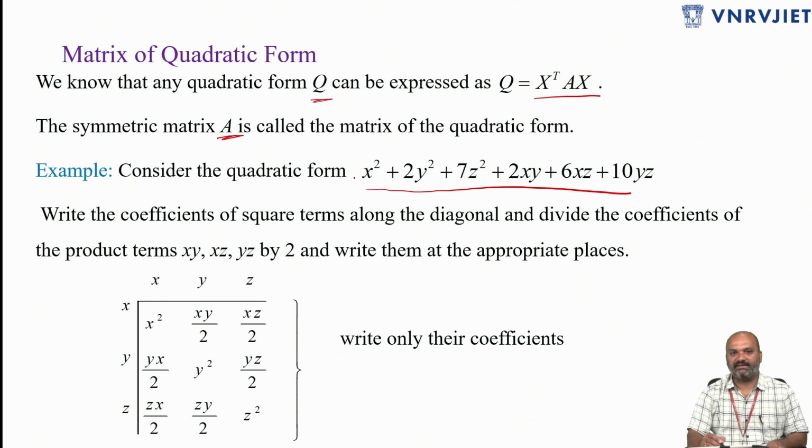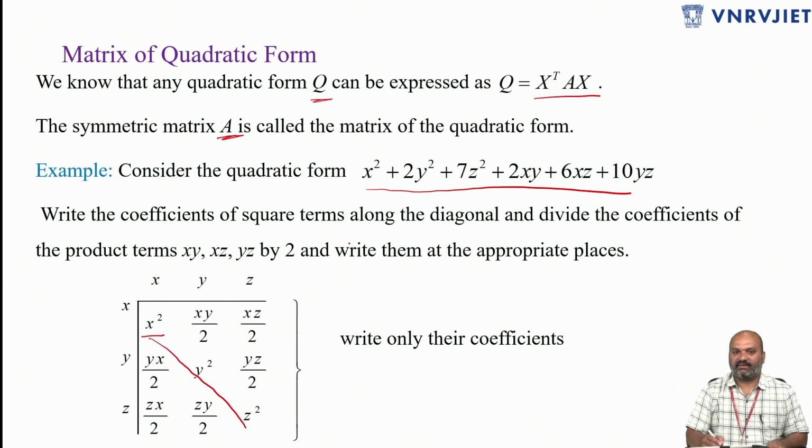How to write that is, the coefficients of square terms. x square, x into x, nothing but the first variable into first variable, nothing but the first position element, its coefficient. So the square term coefficients are along the principal diagonal we write. x square coefficient 1 position, y square coefficient 2 position, z square coefficient 3 position.